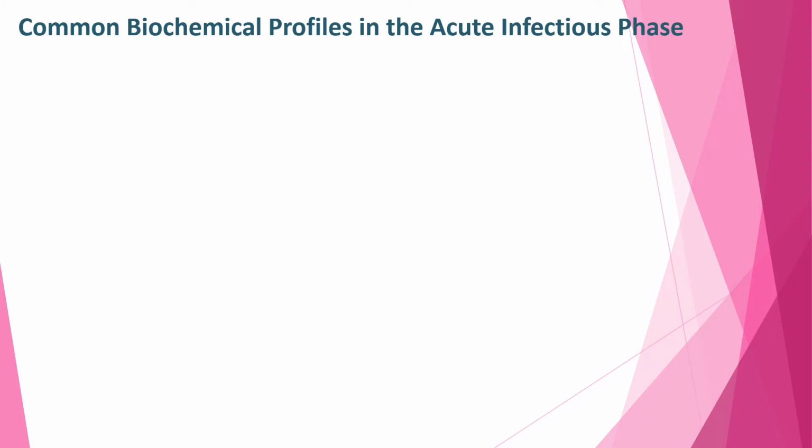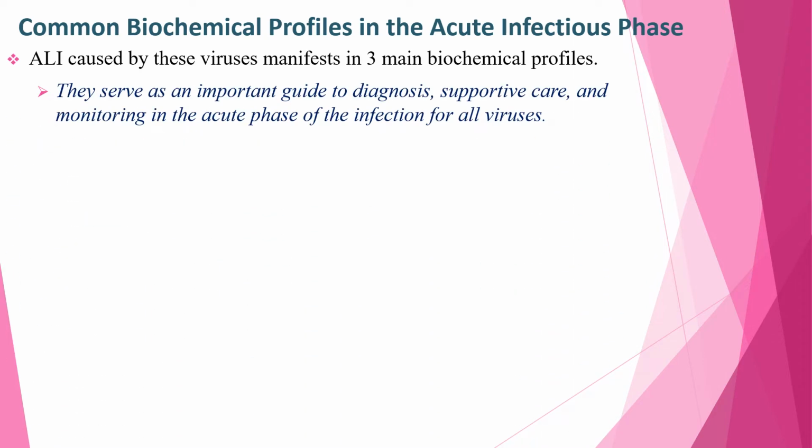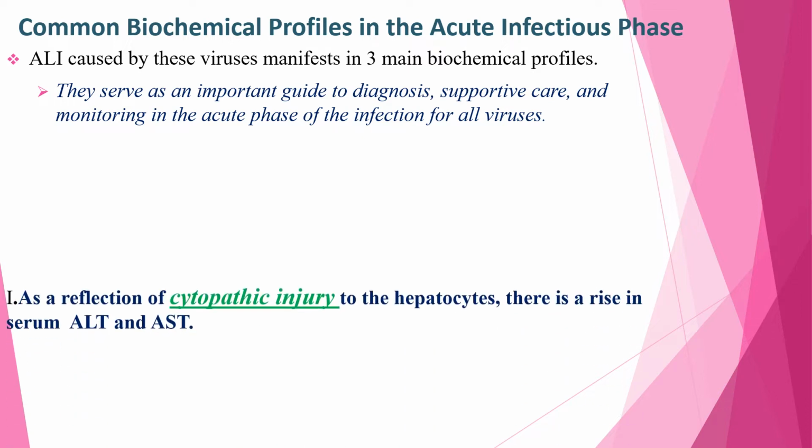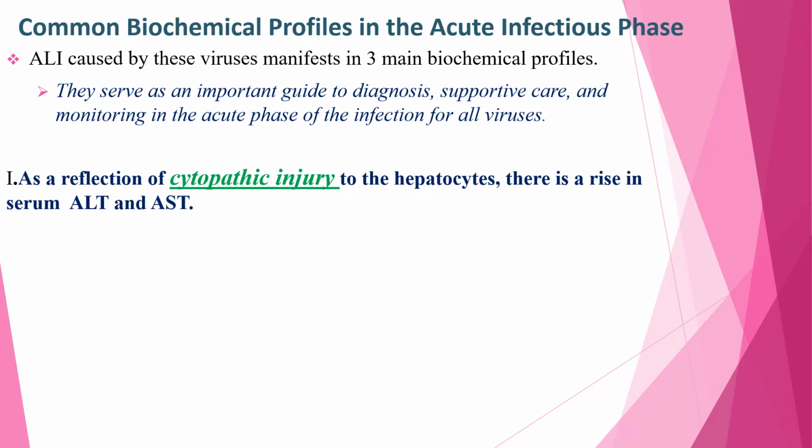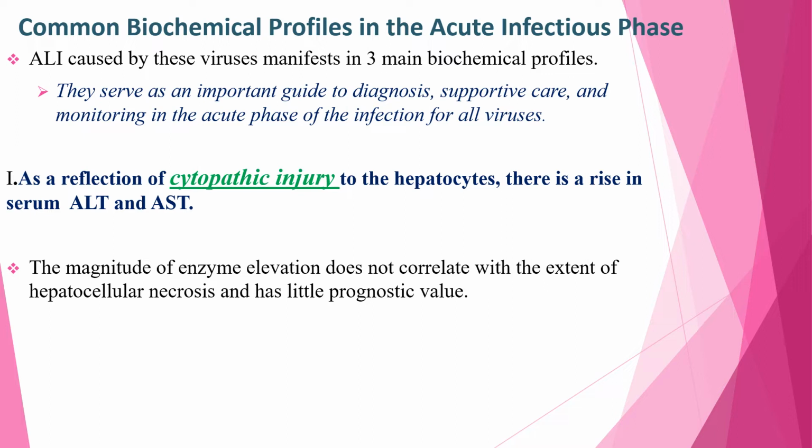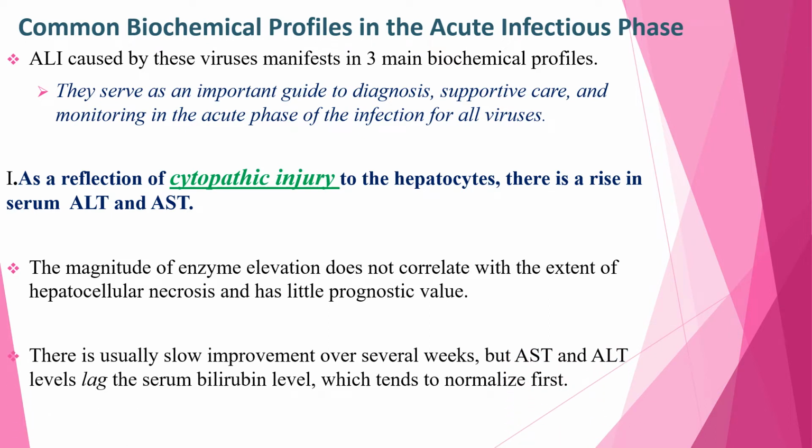When we look at common biochemical profiles in the acute infectious phase, acute liver injury caused by these viruses manifests in 3 main biochemical profiles, which serve as an important guide to diagnosis, supportive care, and monitoring in the acute phase of infection for all viruses. The first one is, as a reflection of cytopathic injury to the hepatocytes, a rise in liver enzymes such as ALT and AST. The magnitude of enzyme elevation does not correlate with the extent of hepatocellular necrosis and has little prognostic value. There is usually slow improvement over several weeks, but AST and ALT levels lag the serum bilirubin level, which tends to normalize first when the patient improves.